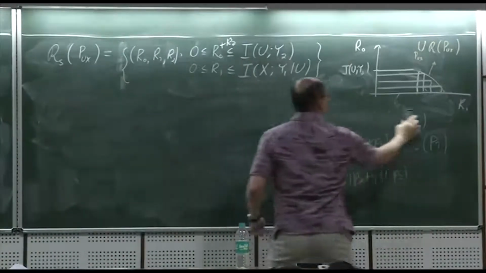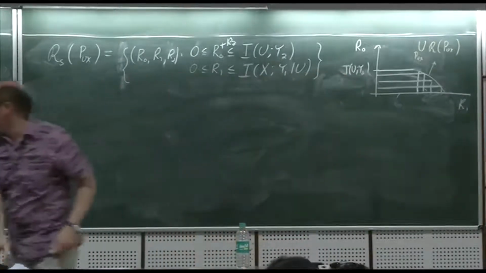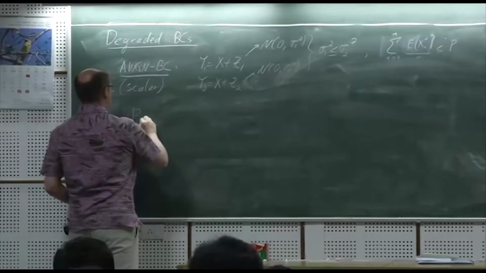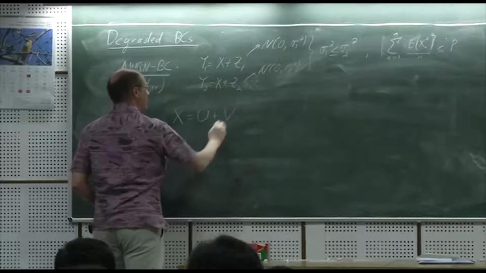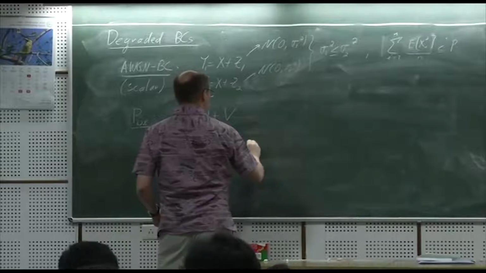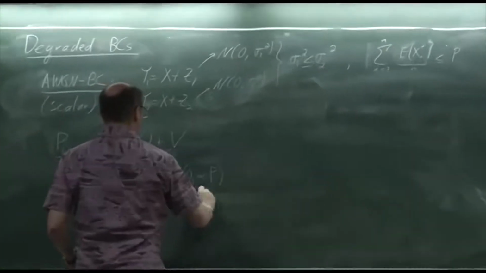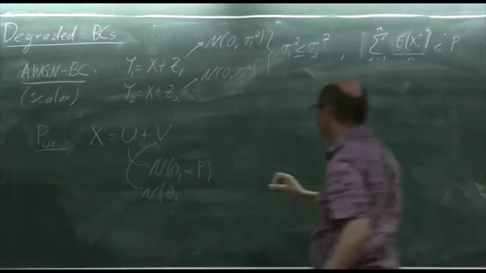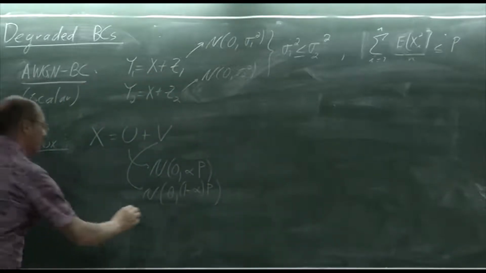Just repeat this whole analysis now with Gaussian channels. We need to choose a channel P_UX. Of course, for Gaussian channels, there's only one natural choice. Namely, we'll choose x equals u plus v, where u is zero mean Gaussian with power alpha P, and v is zero mean Gaussian with power 1 minus alpha times P, where alpha varies between 0 and 1.